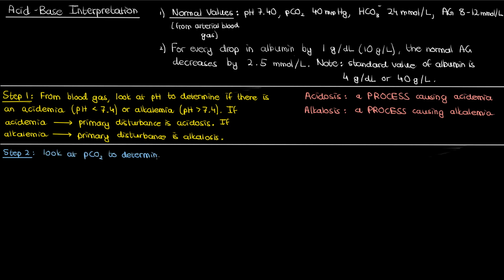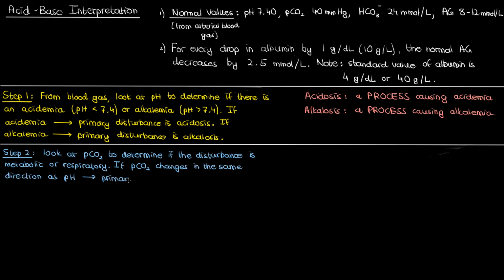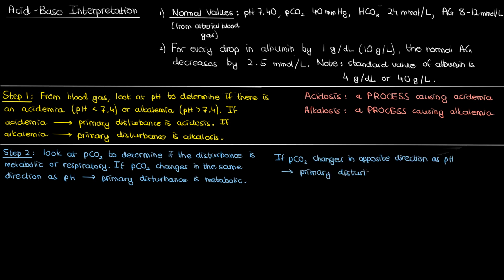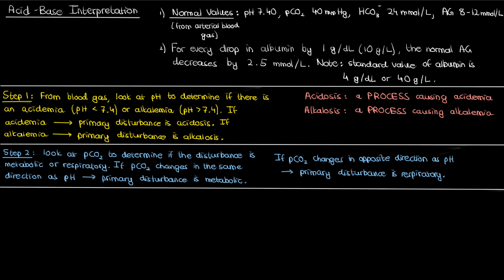The next step is to look at the PCO2. If the PCO2 changes in the same direction as the pH, the primary disturbance is a metabolic one. If the PCO2 changes in the opposite direction, the primary disturbance is a respiratory one. And that leads to step 3, which is to determine whether there is adequate compensation for the primary acid-base disturbance you've discovered.